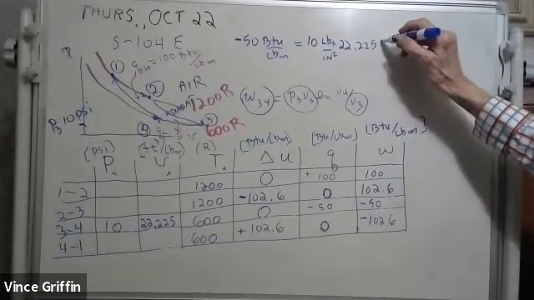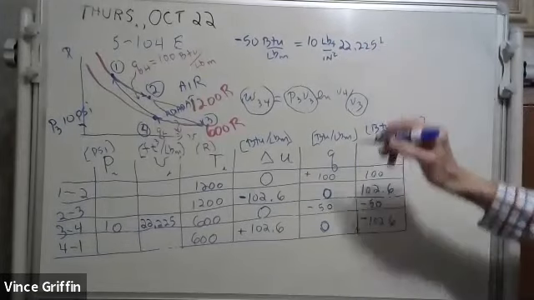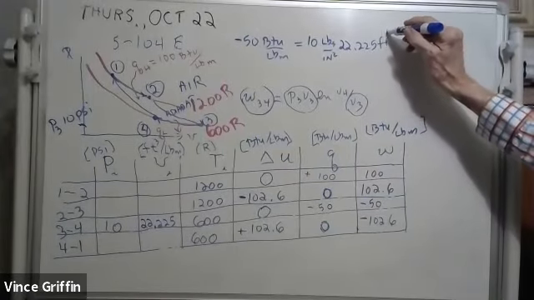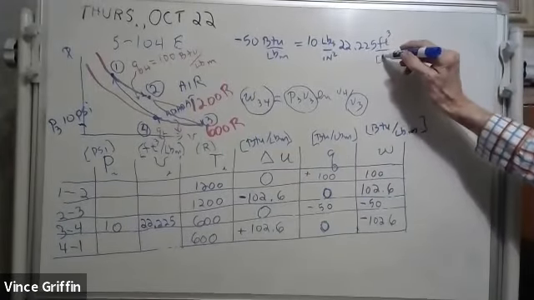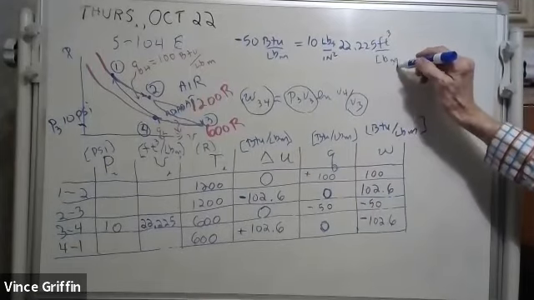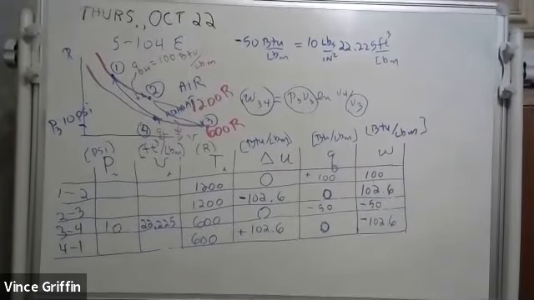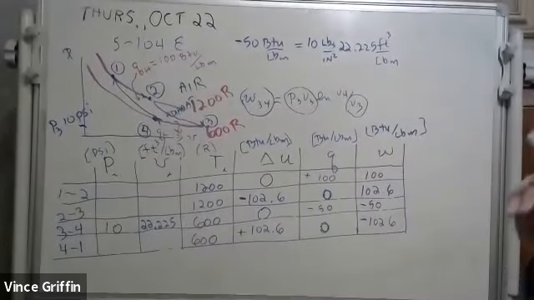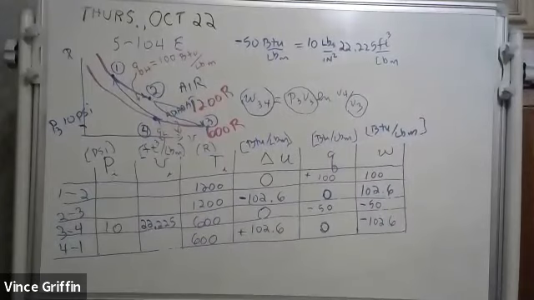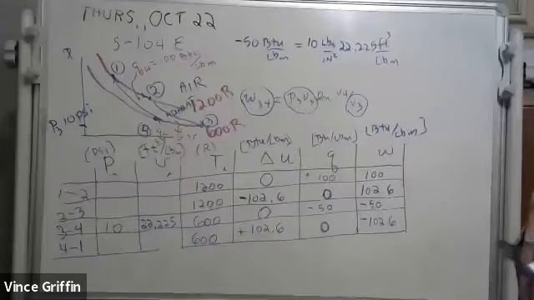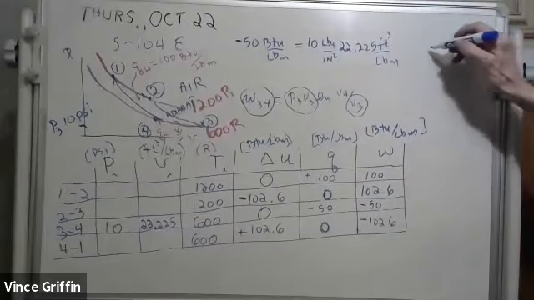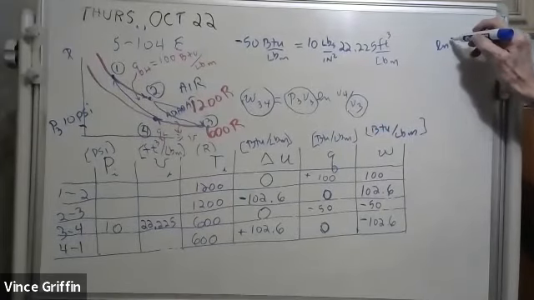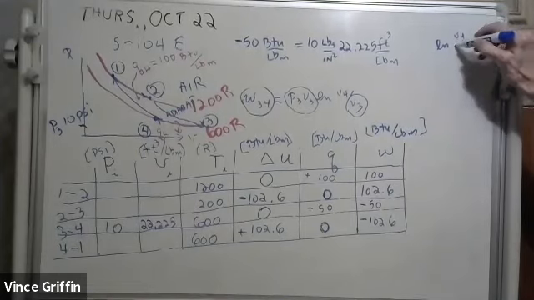22.225 pound, cubic feet per pound mass. Okay. We're going to have to doctor that up. I can see that right now. And then we're going to have to multiply. We're going to have to put some stuff in here. Then we're going to have to go natural log V4 over V3.